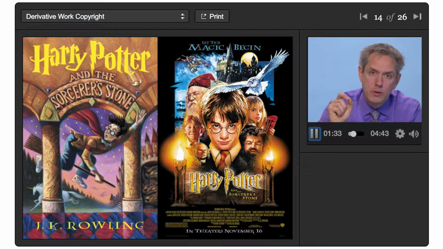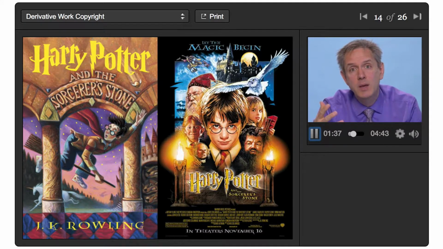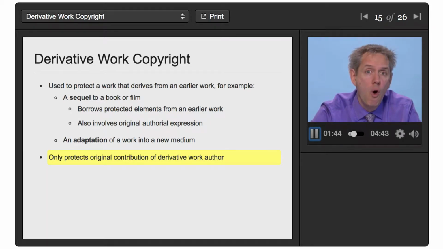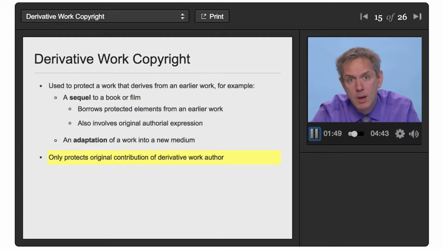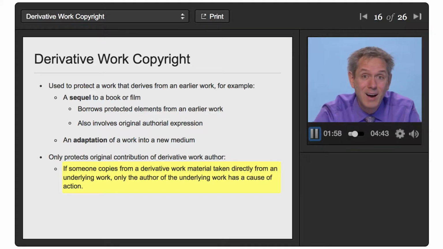Importantly, the derivative work right, a derivative copyright, is limited in its scope because the protection given by copyright only extends to the original contribution of the derivative work author. So as we've noted earlier, if someone copies from a derivative work material that was copied from an underlying work, there may be a cause of action by the author of the underlying work, but not a cause of action by the author of the derivative work.